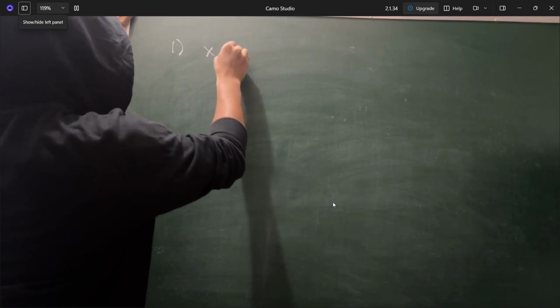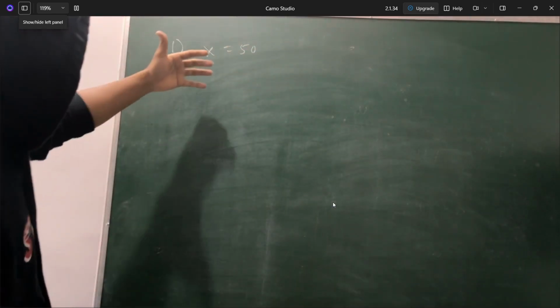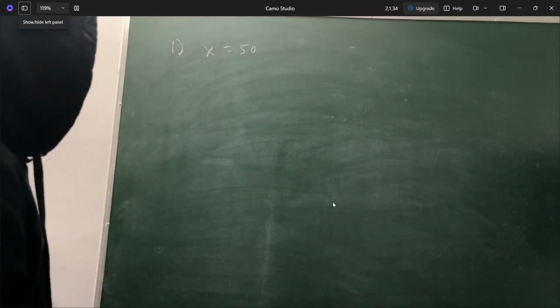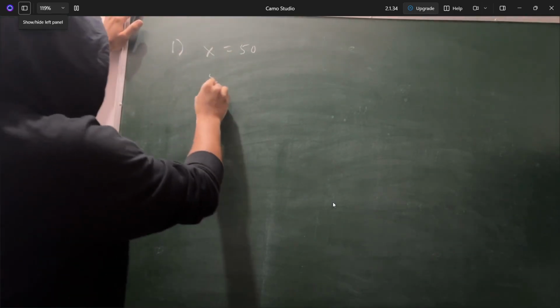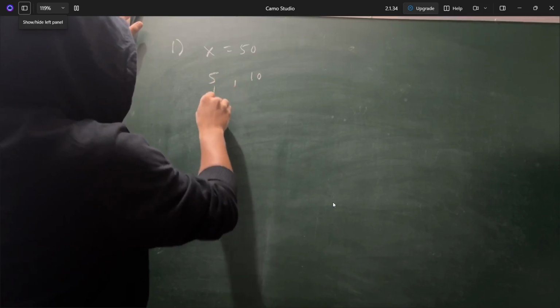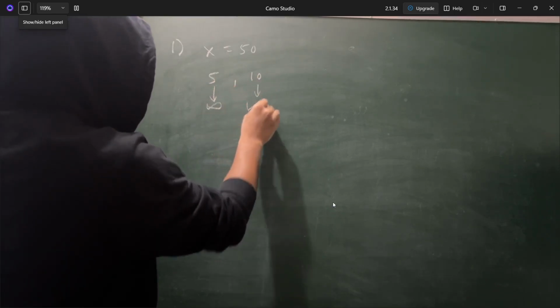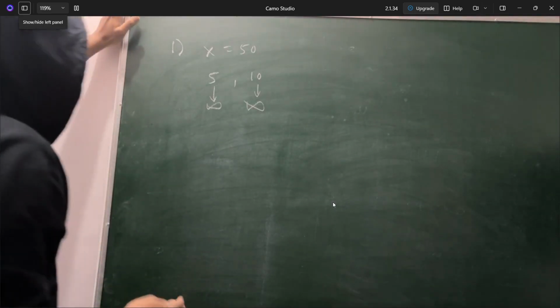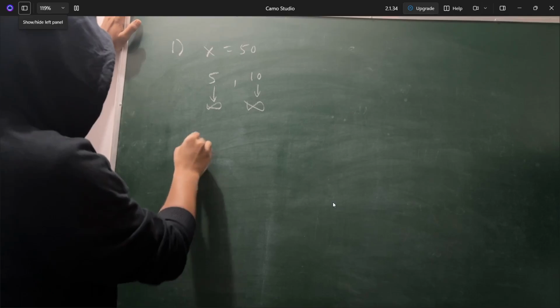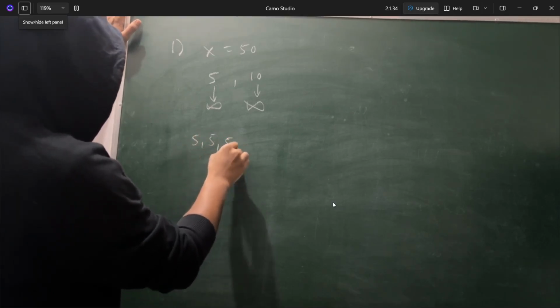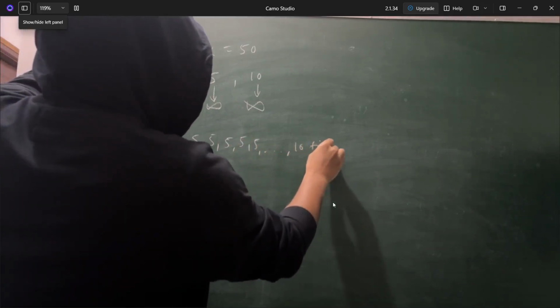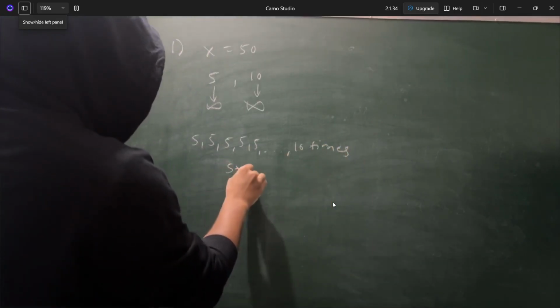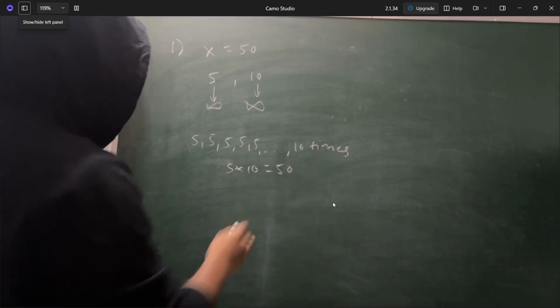So what they're saying is, in the first example, x is 50, which means he needs to pay 50 rupees to someone in the minimum number of coins. He has 5 rupee coins and 10 rupee coins, and they are infinite. He has a lot of those coins, basically. So now, if he wants to give 5 rupee coins, this is 5 up to, so on, till 10 times. So 5 into 10 times will be 50. So he'll be paying 10 coins in this case, right?